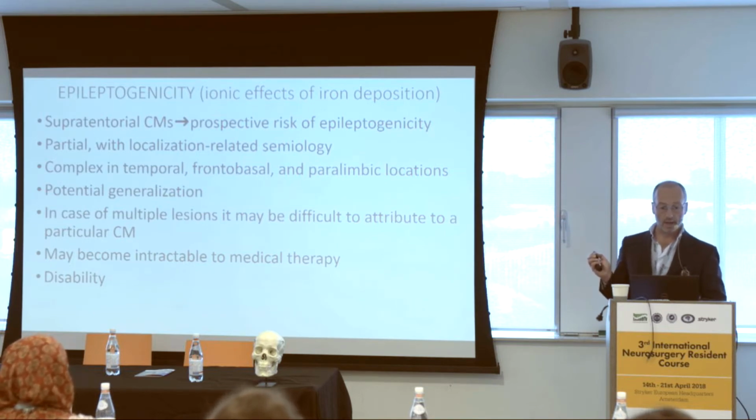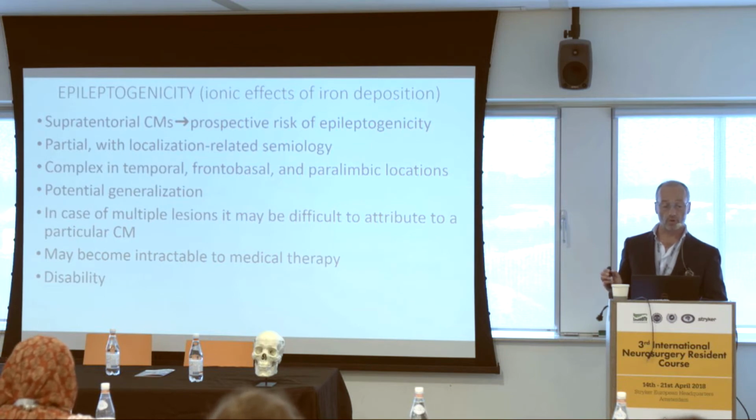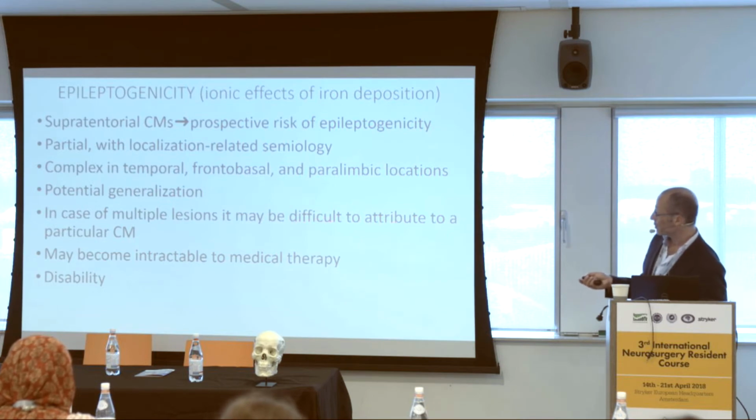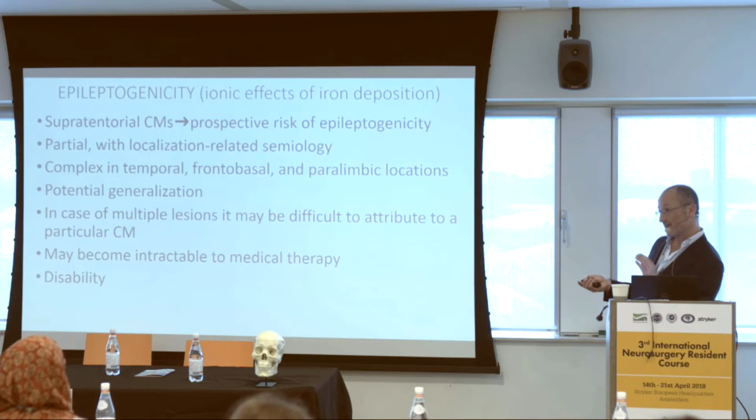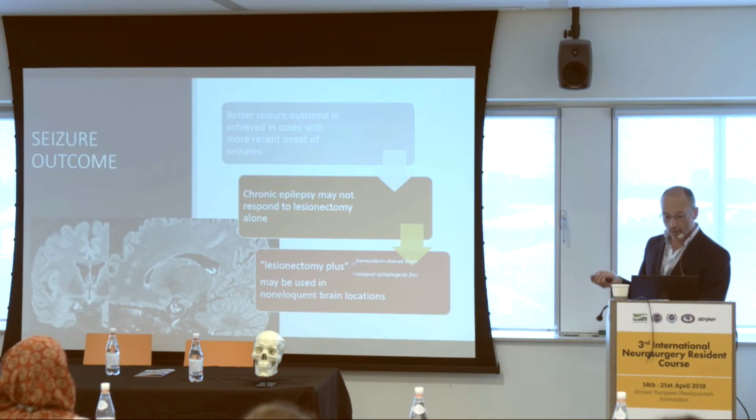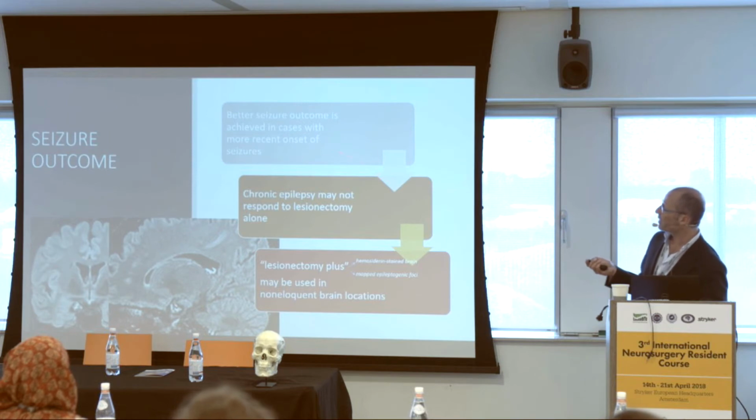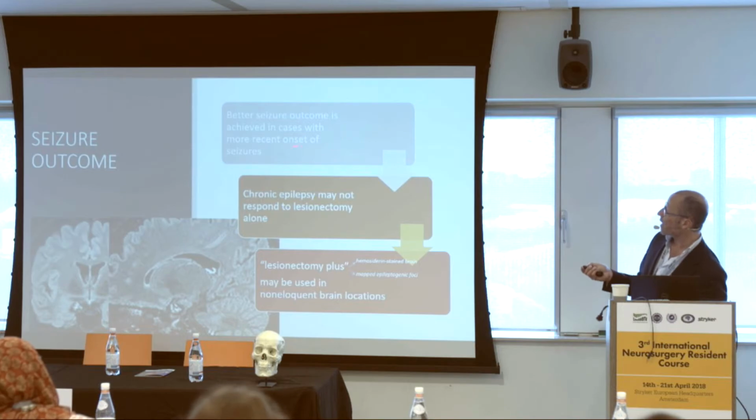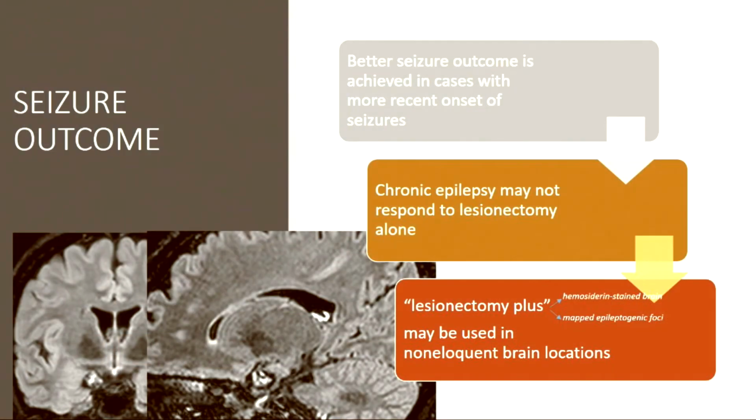The surgical outcome is better if seizures are of recent onset. In case of chronic epilepsy, seizures may not respond just to lesionectomy, and frequently a lesionectomy plus, which means the resection of hemosiderin-stained brain together with a mapped epileptogenic focus, is proposed, obviously in non-eloquent locations.